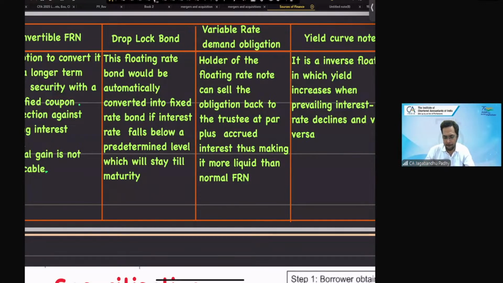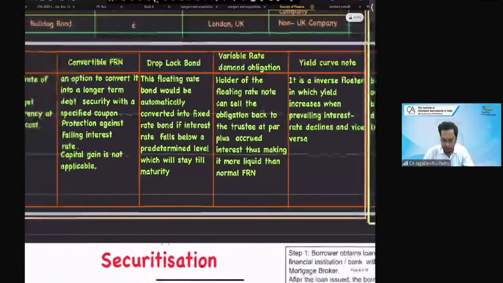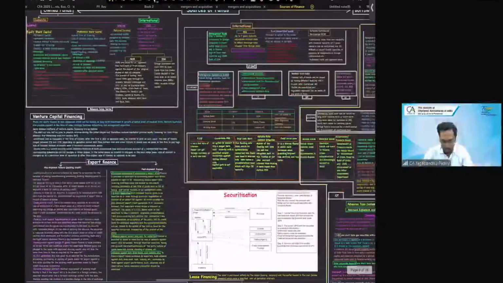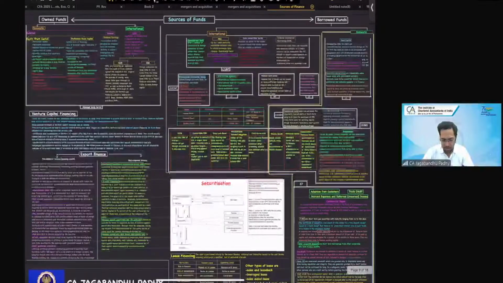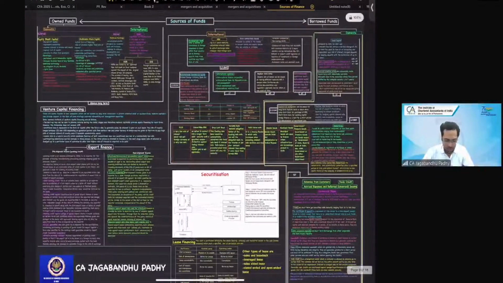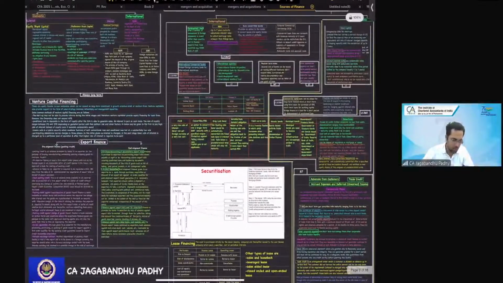Sir, there are more topics to be covered in the chart that you have given. Will you explain those in the next class? We'll share it with you. You just read through it, and whatever topics you're not able to get, we'll discuss that in the next class. Okay, sir.